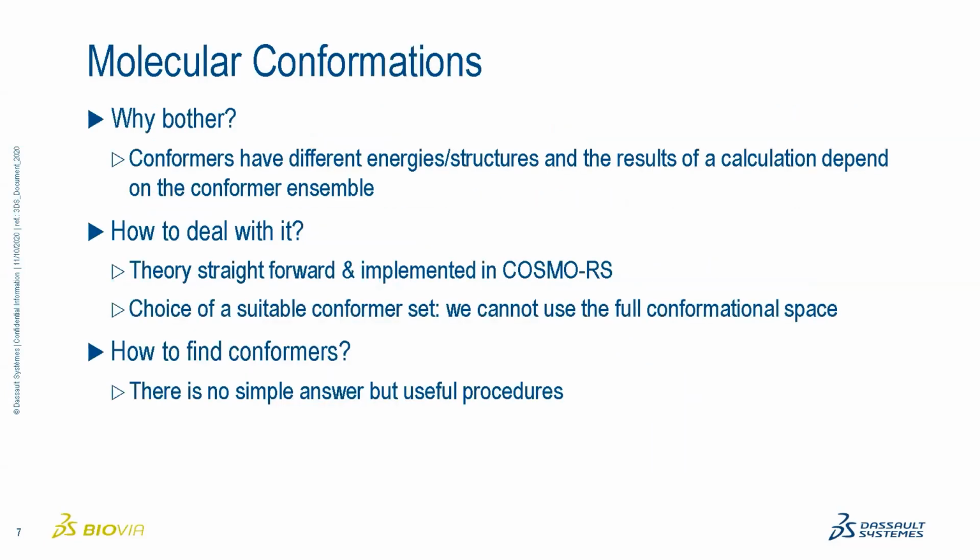So why should we bother? As I already said, they have different energies and structures, and the results of the calculation depend on the conformer ensemble. And how can we deal with it? The theory is straightforwardly implemented in COSMO-RS, which I will show you on one of the next slides. And we have to choose a suitable conformer set. We cannot check the full conformational space, but we somehow have to find a suitable set. So, how can we do that? Unfortunately, there is no simple answer, but there are useful procedures.